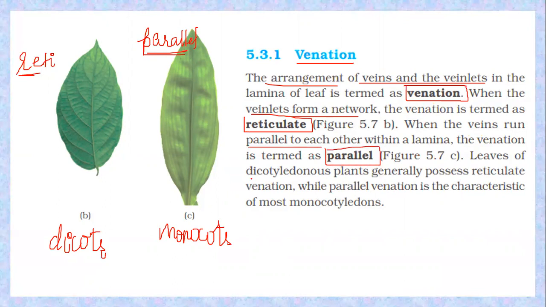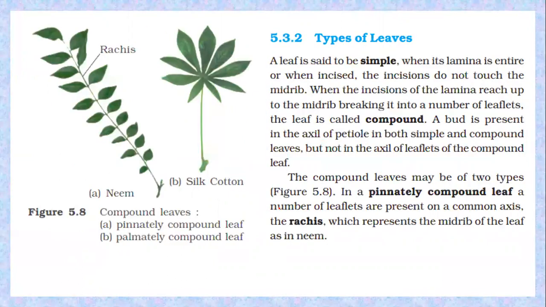Leaves of dicotyledonous plants generally possess reticulate venation, while parallel venation is a characteristic feature of most of the monocot plants. Done. Most of the monocot plants just show parallel venation. Most of the dicot plants just show reticulate venation. Type of leaf. A leaf is said to be simple when its lamina is entire or when incised, the incision does not touch the midrib. When the leaf is incised, it will never touch the midrib.